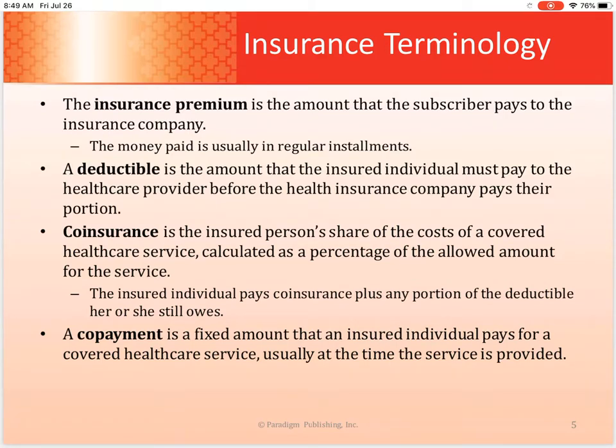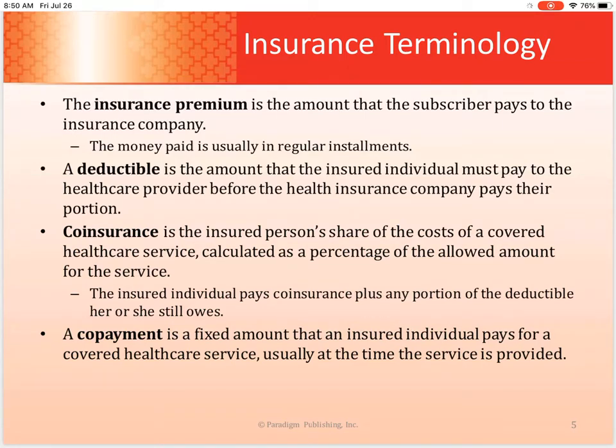Coinsurance is the insured person's share of the cost of a covered healthcare service. It's calculated as a percentage of the allowed amount for the service. Now, if your coinsurance is 20%, then our example says if the plan's allowed amount for the office visit is $100 and the individual has met the deductible, then they have to pay $20 because they're paying 20% of the allowable amount. The allowable amount was $100, 20% is $20, and then your health insurance plan is going to pay the rest of the allowed amount.